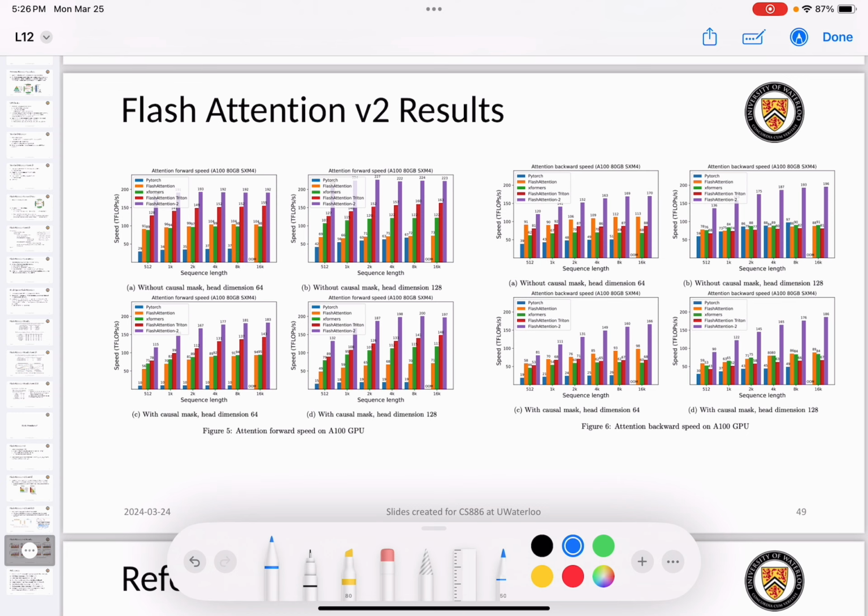And in terms of results, on the left-hand side we have the forward speed, and on the right-hand side we have the backward speed. As you can see, purple is flash attention 2, and it's much faster than any other existing method.